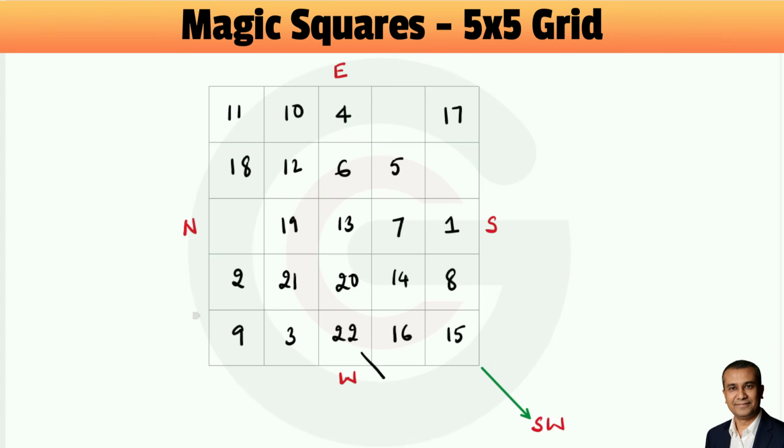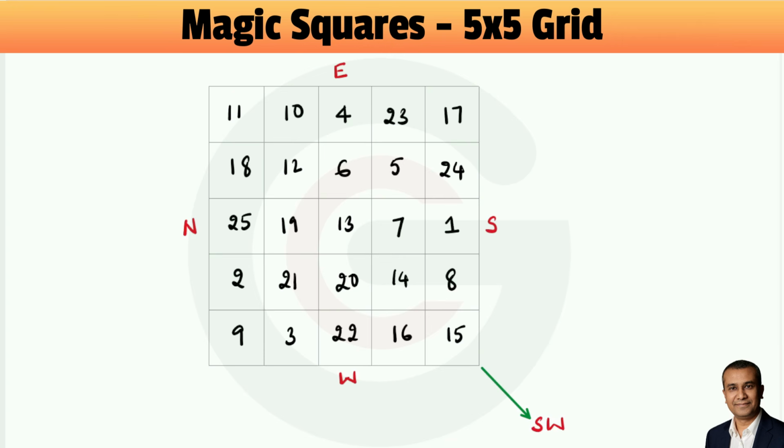Again from 22, when we try to move diagonally, we are going outside of the grid. So here I cannot write 23. So we need to move towards extreme east, that is upwards, and then write 23 in this box. From 23, again moving diagonally towards southwest direction. Here I can write 24. And again from 24, trying to move along the southwest direction, I'm going outside of the box. So here I cannot write 25. So I need to move towards extreme north towards the left, and then in this box I need to fill up 25. So the magic square is completed.